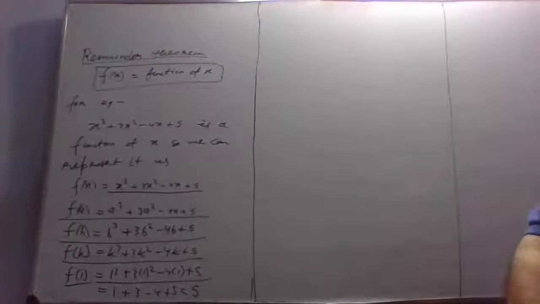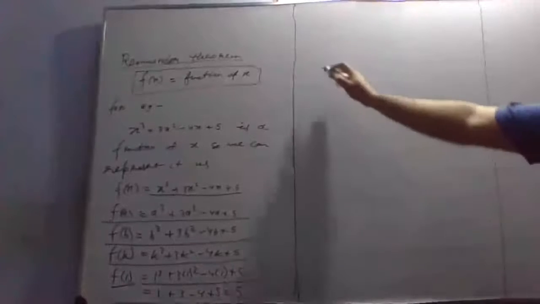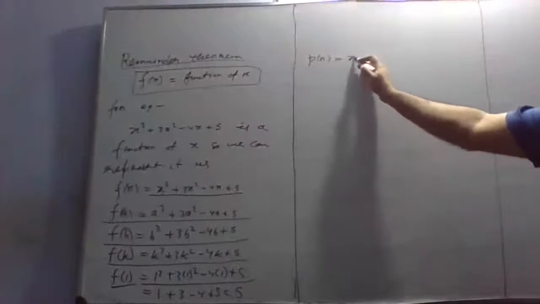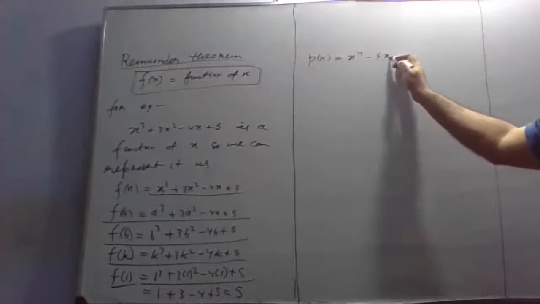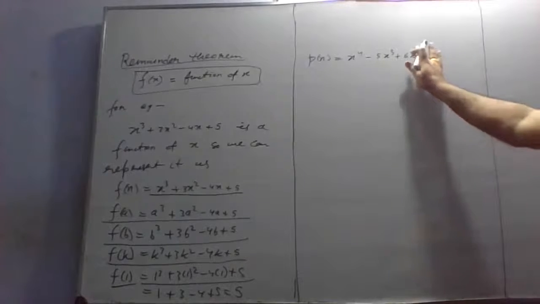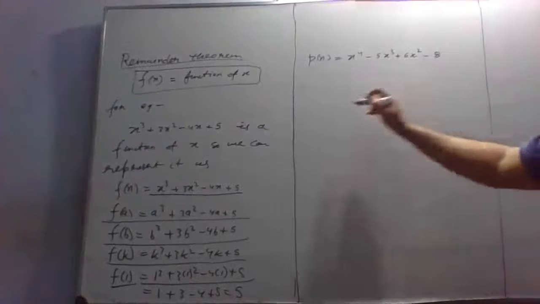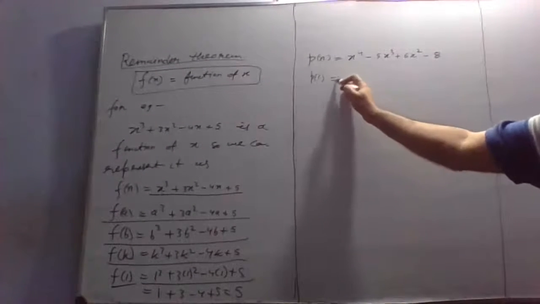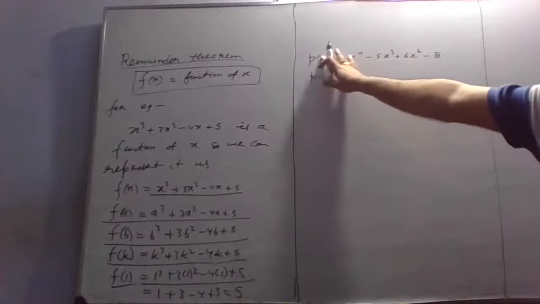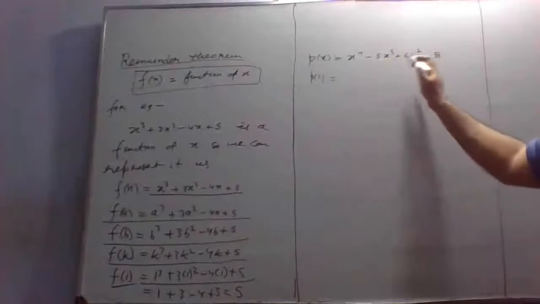For example, if we take in place of f, q or p, let's assume that p(x) is a function. P is a function of x such that x to the power 4 minus 5x cube plus 6x square minus 8. Okay, p(x) equals x to the power 4 minus 5x cube plus 6x square minus 8. So what will be the value of p(1)? So we place on both sides 1 in place of x. In this side, in place of x we put 1. So in this side also we substitute x equals 1.